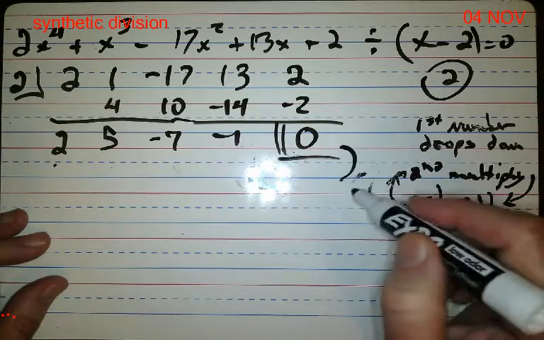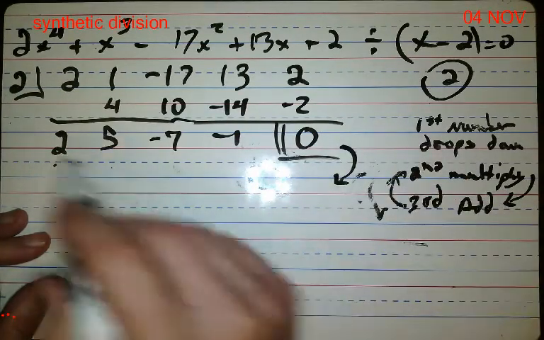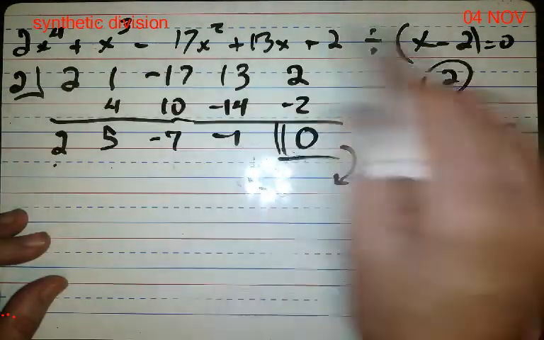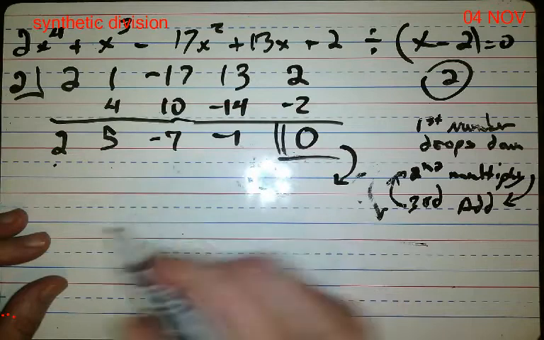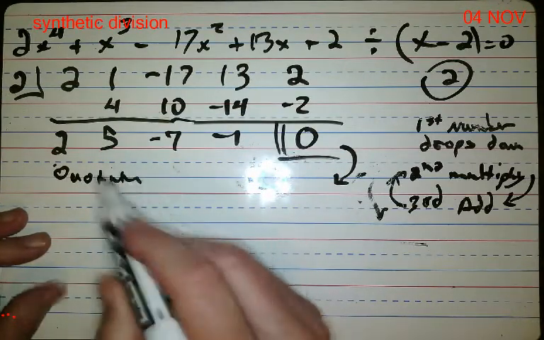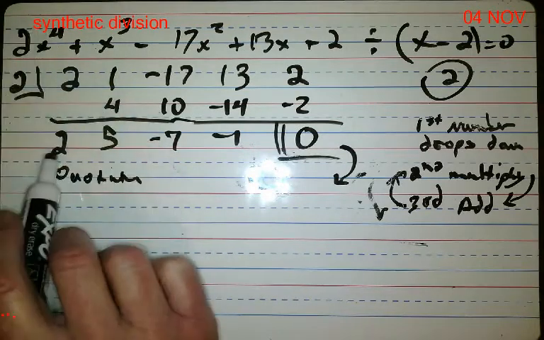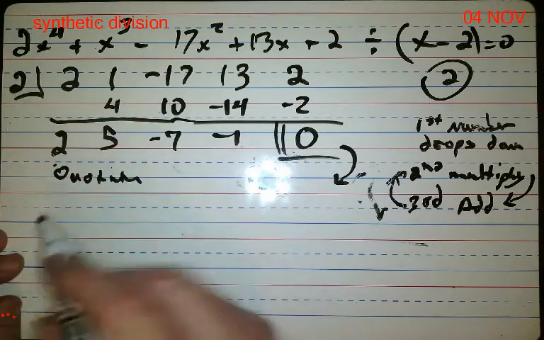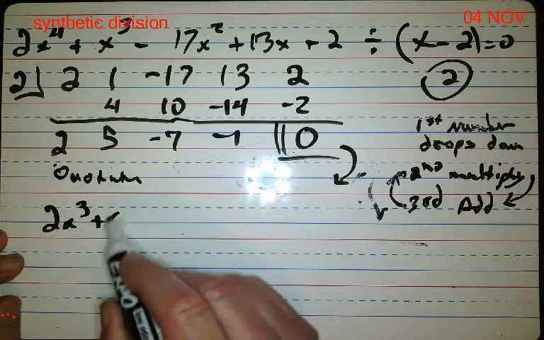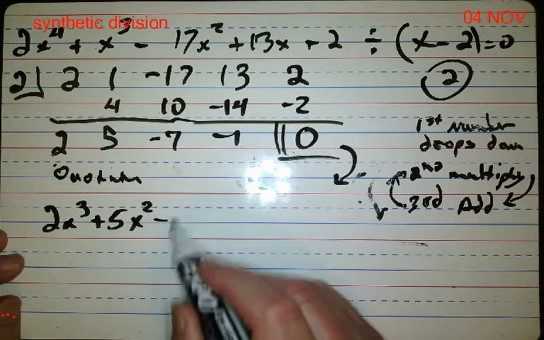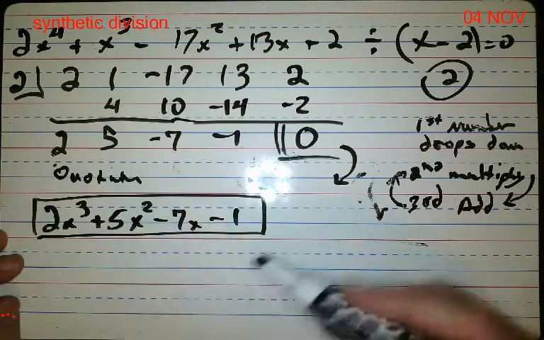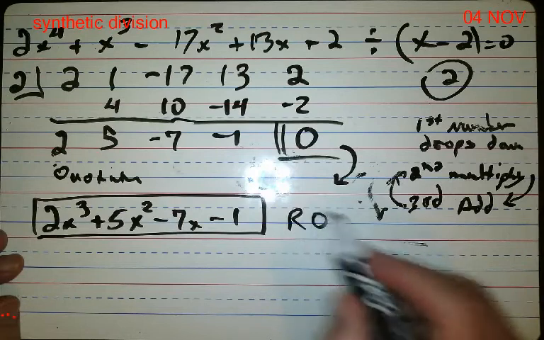This one, remainder 0, means that this divides in there perfectly. Right? There's no remainder. So first of all, what's the quotient? It has to be 1 less than that one, right? So you tell me. 2x³ plus 5x² minus 7x minus 1. That is the quotient. The remainder is 0.